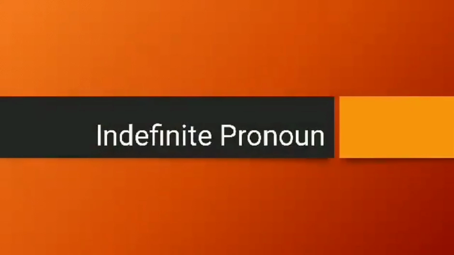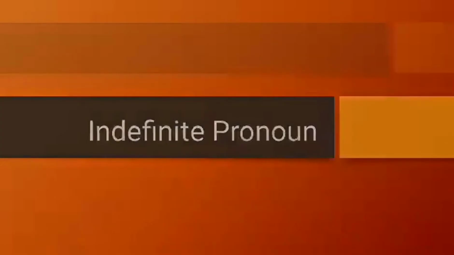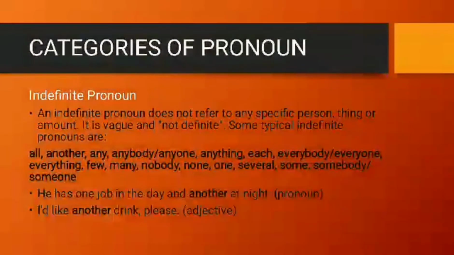So I am going to tell you about the indefinite pronoun. The indefinite pronoun does not refer to any specific person, thing, or amount. It is vague and not definite. So an indefinite pronoun is a pronoun which does not have a specific referent. Referent means the thing that a word or phrase denotes or stands for. Some typical indefinite pronouns are all, another, anybody or anyone, anything, each, everybody, everyone, everything, few, many, nobody, none, one, several, somebody, or someone.